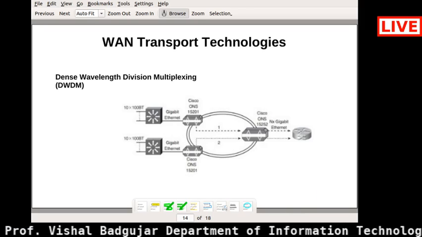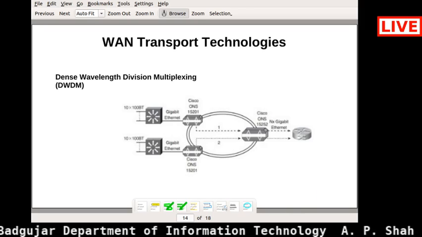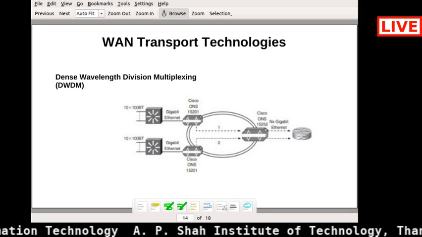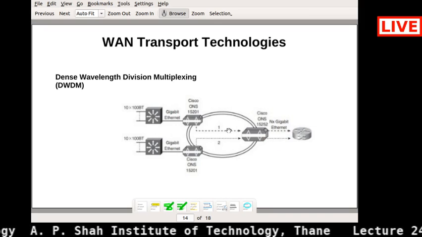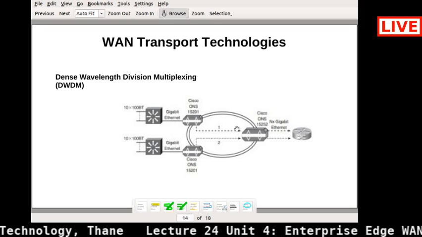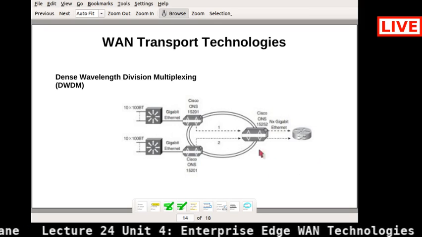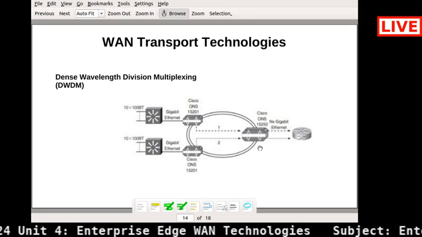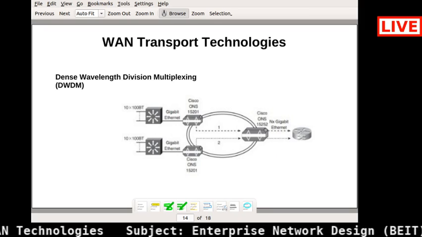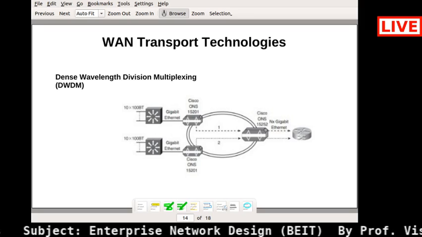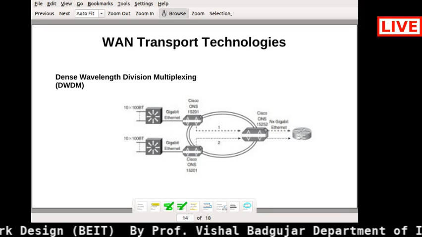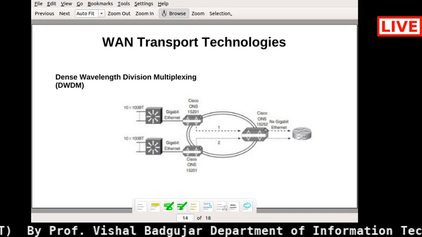Then we have DWDM, that is dense wavelength division multiplexing. If you see in this diagram also, it increases the bandwidth on an optical medium. It is a very crucial component in optical networks, because it maximizes the use of installed fiber cable and also allows new services to be provisioned efficiently over existing infrastructure, and that's why this particular DWDM is used.